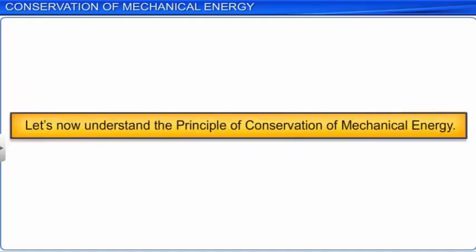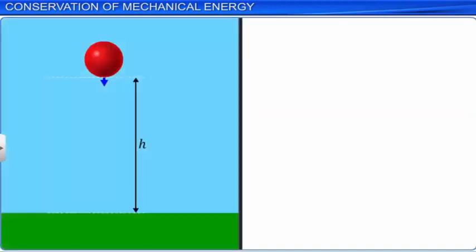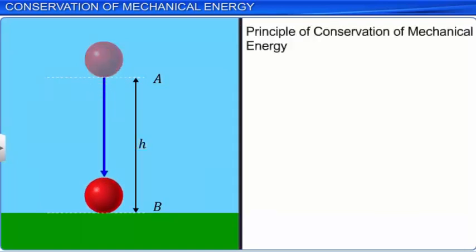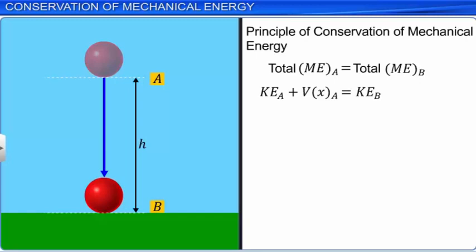Let's now understand the principle of conservation of mechanical energy. Consider any 2 points A and B in the path of a body falling freely from a certain height h. According to the principle of conservation of mechanical energy, we can say that for points A and B, the total mechanical energy is constant in the path travelled by a body under the action of a conservative force. That is, the total mechanical energy at A is equal to the total mechanical energy at B. Or KE_A + V(x) for A = KE_B + V(x) for B. Let this be equation 5.